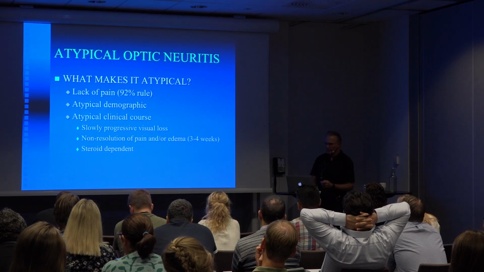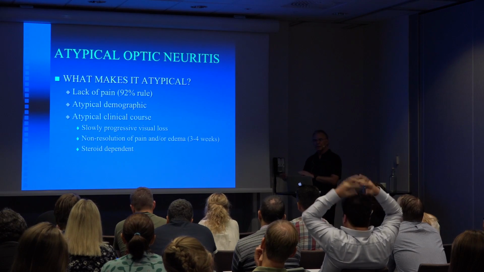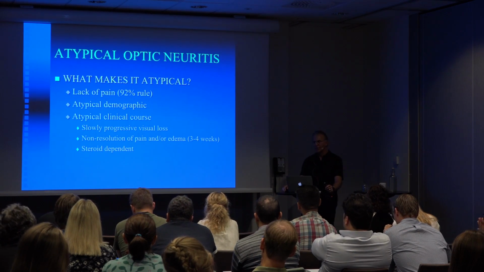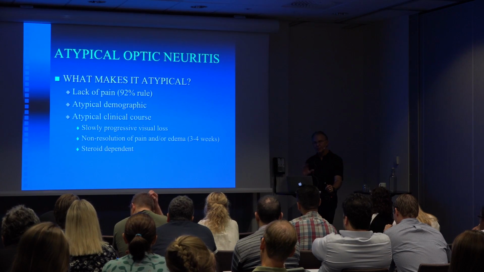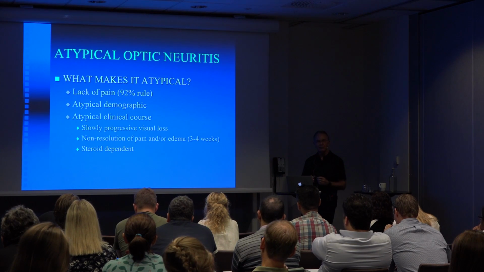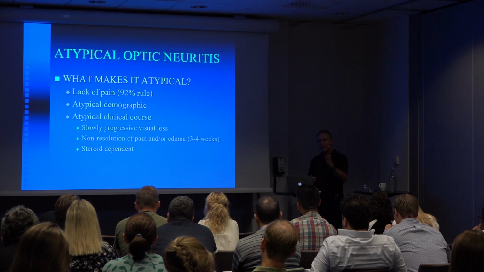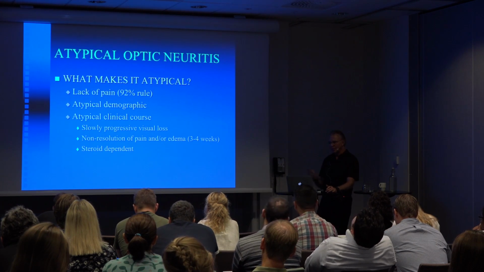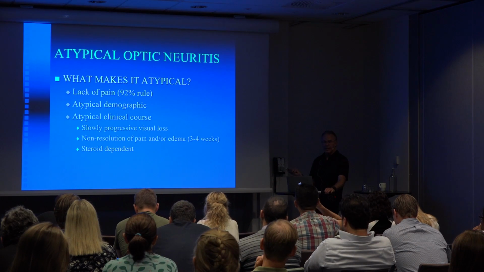Okay, so we've done that. What about the other end of the spectrum? So-called atypical optic neuritis. There are some things that you should see on your initial presentation that point you away from this demyelinating MS-related optic neuritis to something else. One of them is lack of pain.